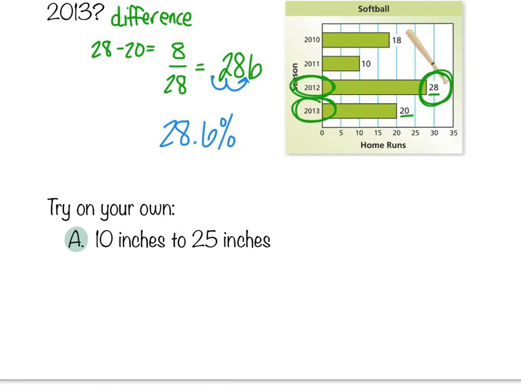Okay, so we'll try a couple on your own. This first one says 10 inches is going to change to 25 inches. So if you need to rewind, go ahead and do that, but I want you to think, how would I do this? How would I find the percent of change? Remember that it's difference over the original. That's going to give you the fraction, and then you turn it into a percent. So go ahead, pause if you need to, try this one on your own, and then I'll come back and give you the answer.